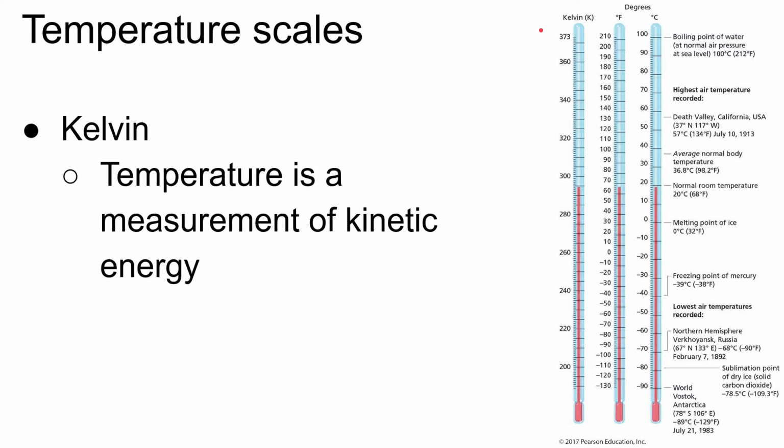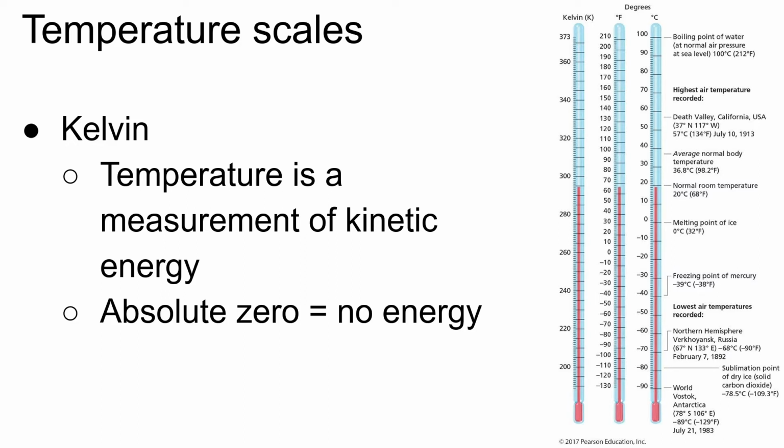Well, they use Kelvin because temperature is just a measurement of kinetic energy. The higher the kinetic energy, the higher the temperature. The lower the energy, the lower the temperature. So absolute zero represents the temperature at which point there is no energy. If there's no energy, the temperature is absolute zero, which is on the Kelvin scale, named after Lord Kelvin.